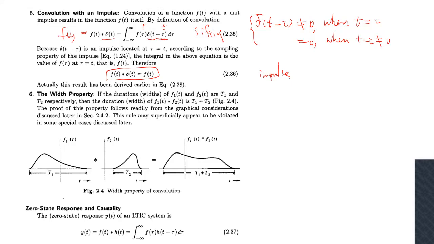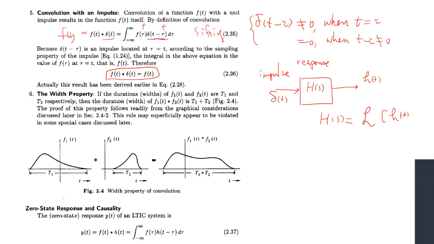We keep hearing about impulse response. You have an impulse, you activate it on the system, and the output is called h of t. This is called the impulse response. And it is very interesting in the sense that H of s is the Laplace transform of my h of t.